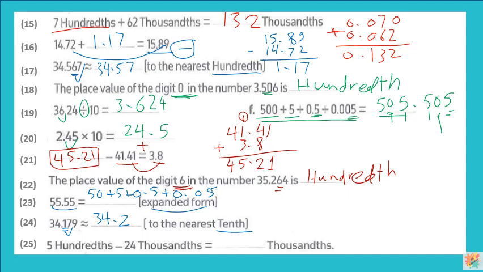Question number 25. 500 minus 24 thousandths. So 500 means 0.500 minus 0.024. Then we start to make minus, put 0 up. So 0 minus 4 can't be, 5 becomes 4, 0 becomes 10. So 10 minus 4 equals 6, 4 minus 2 equals 2, and here 0.0. So it equals how many thousandths? Equal 26 thousandths.